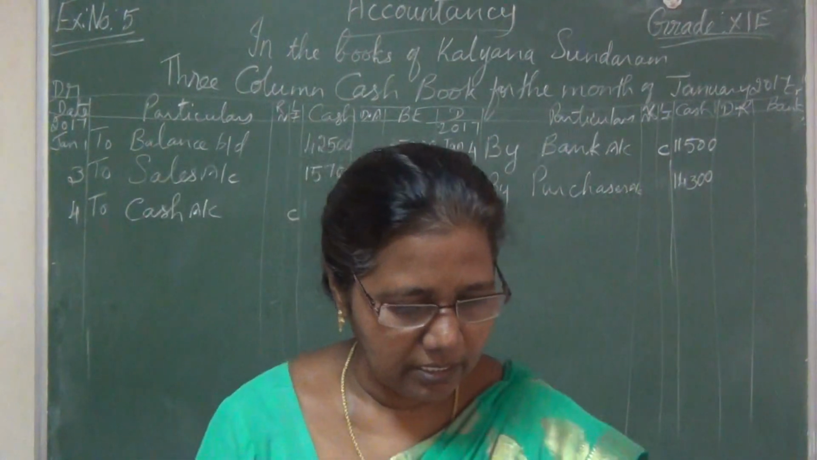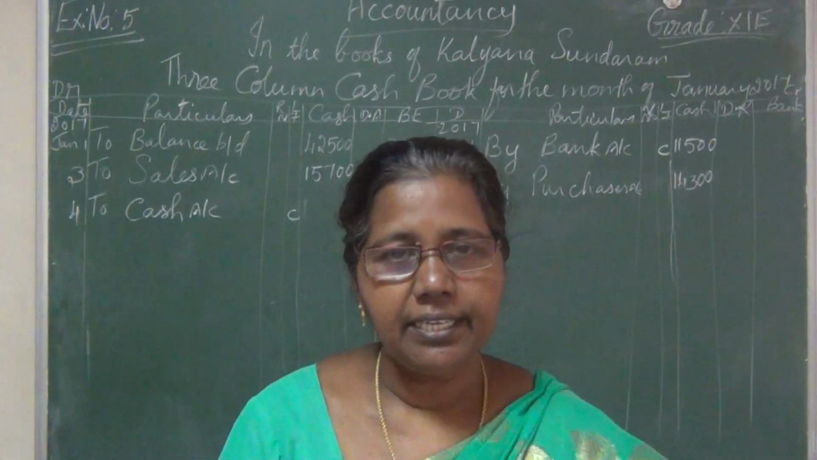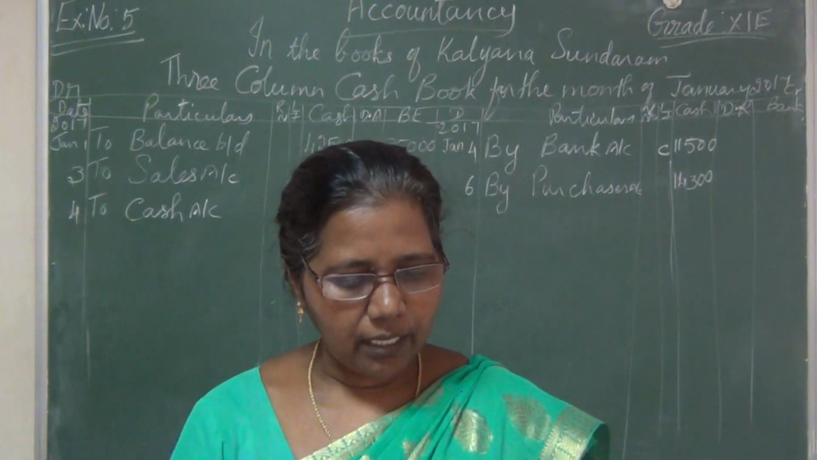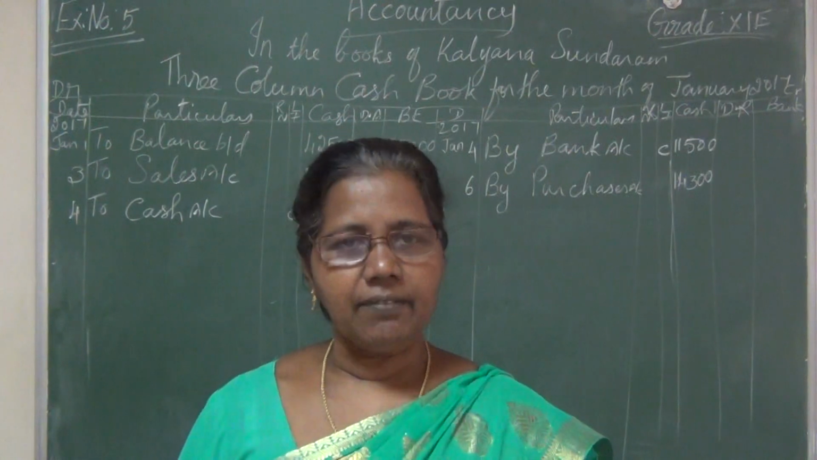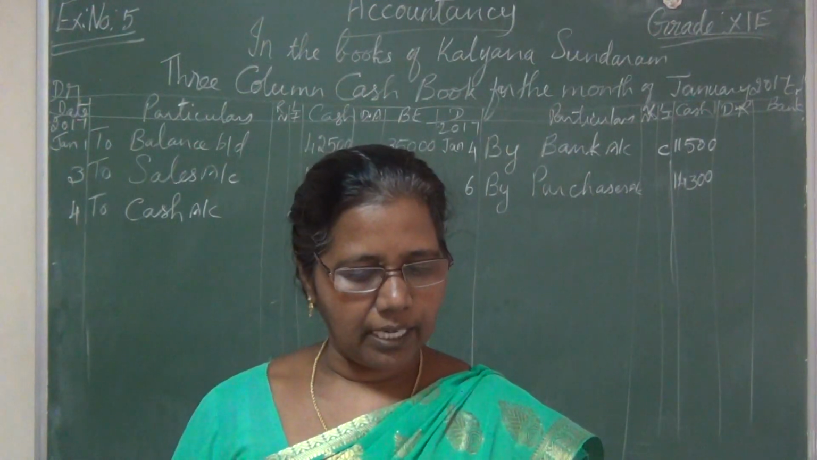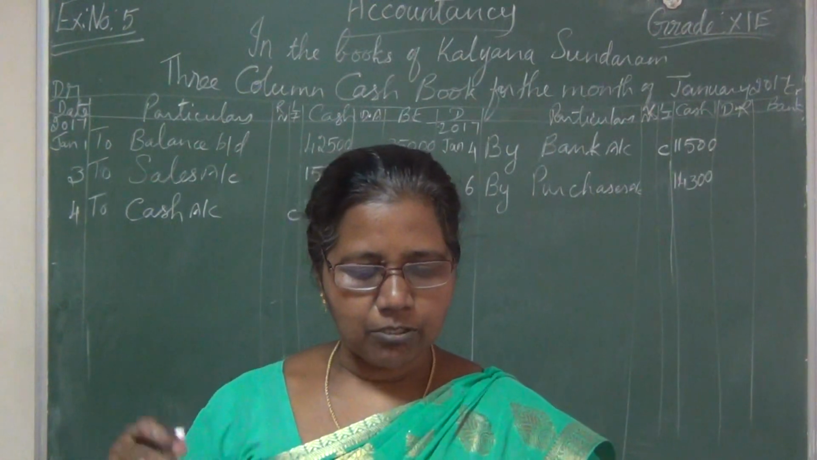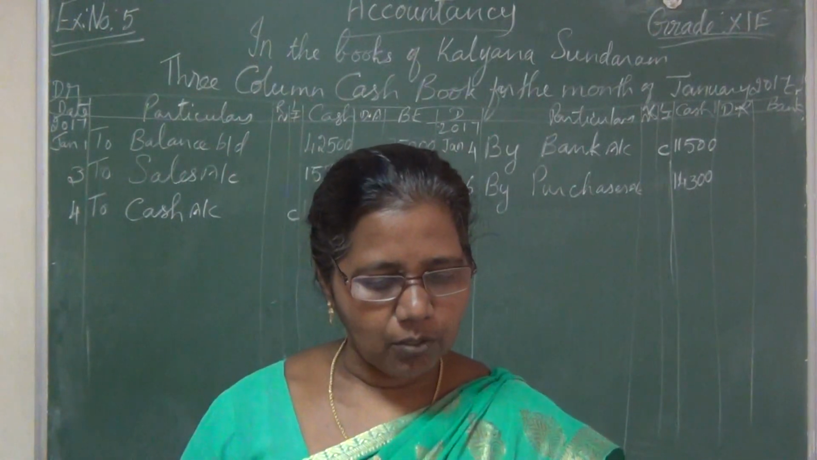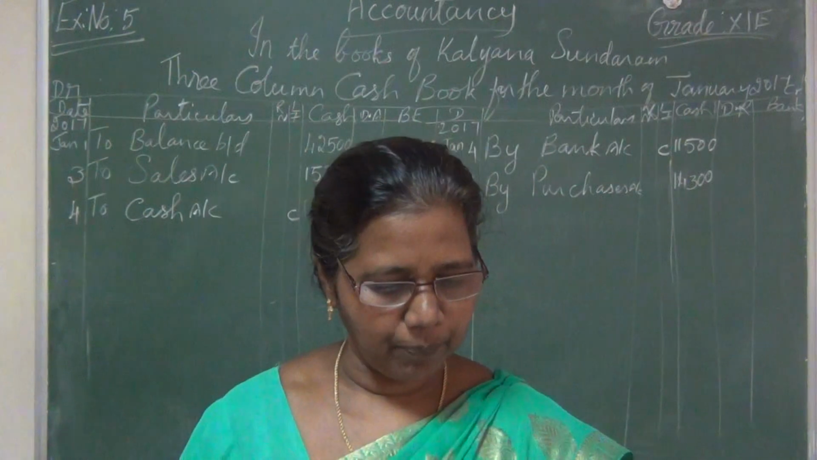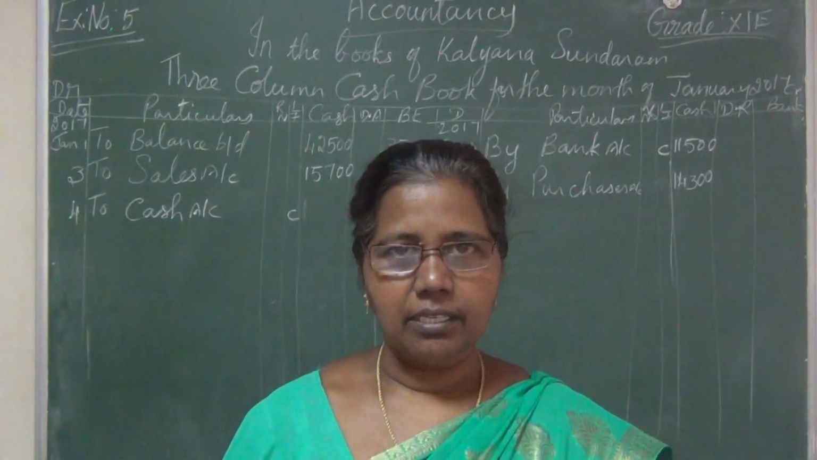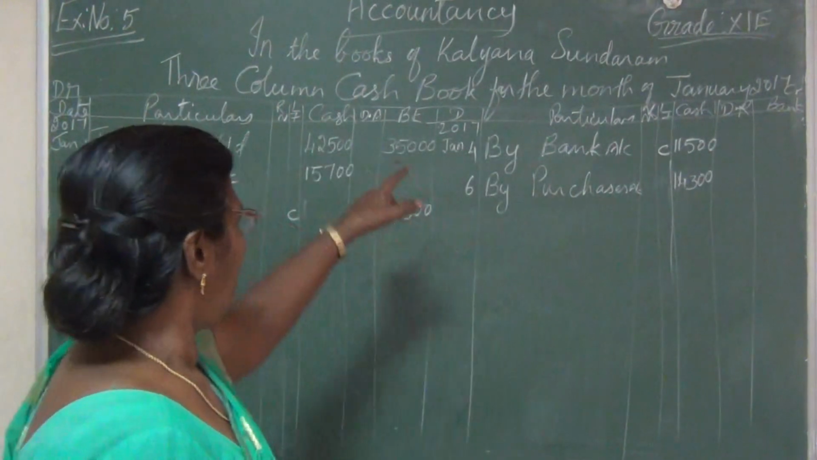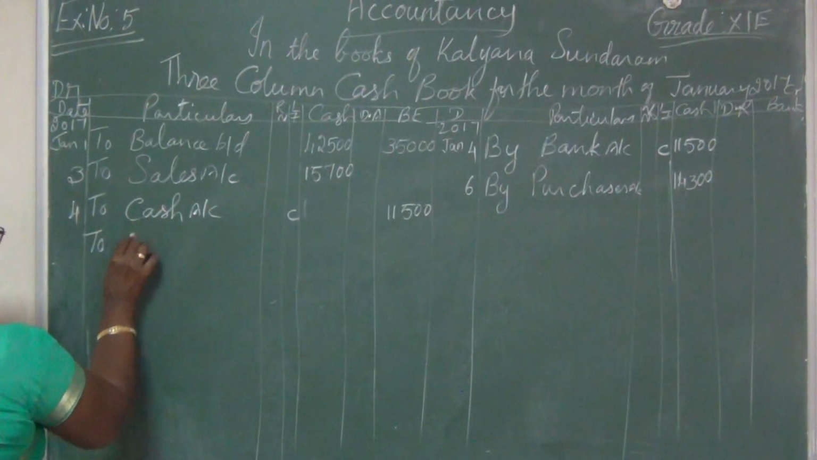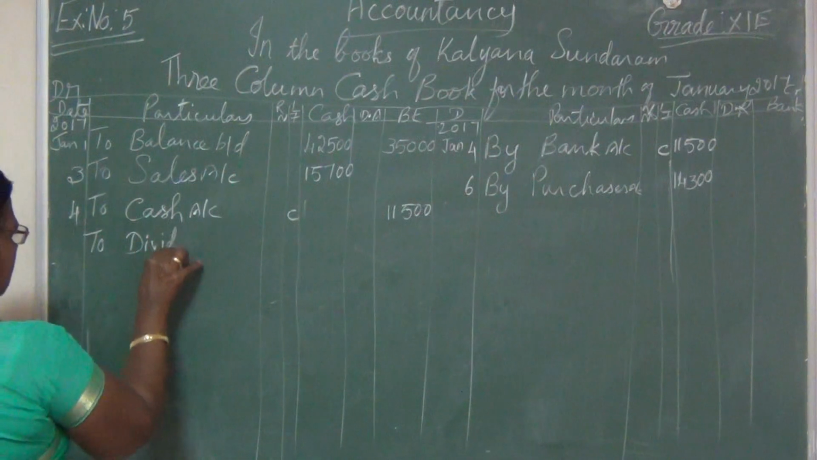Okay, the next transaction, received dividend directly by the bank through ECS. Okay, so here the bank is receiving the dividend. Okay, that is directly by the bank. So who is the receiver? The bank. So bank account debtor to the income name. Income name is dividend received. Okay, so bank account debtor to dividend received.